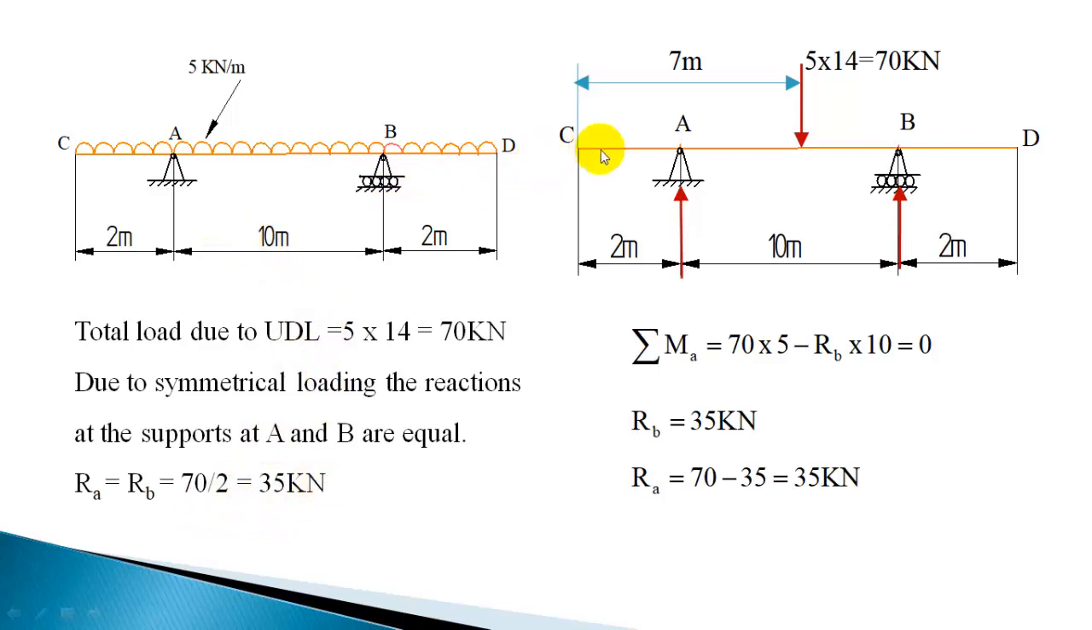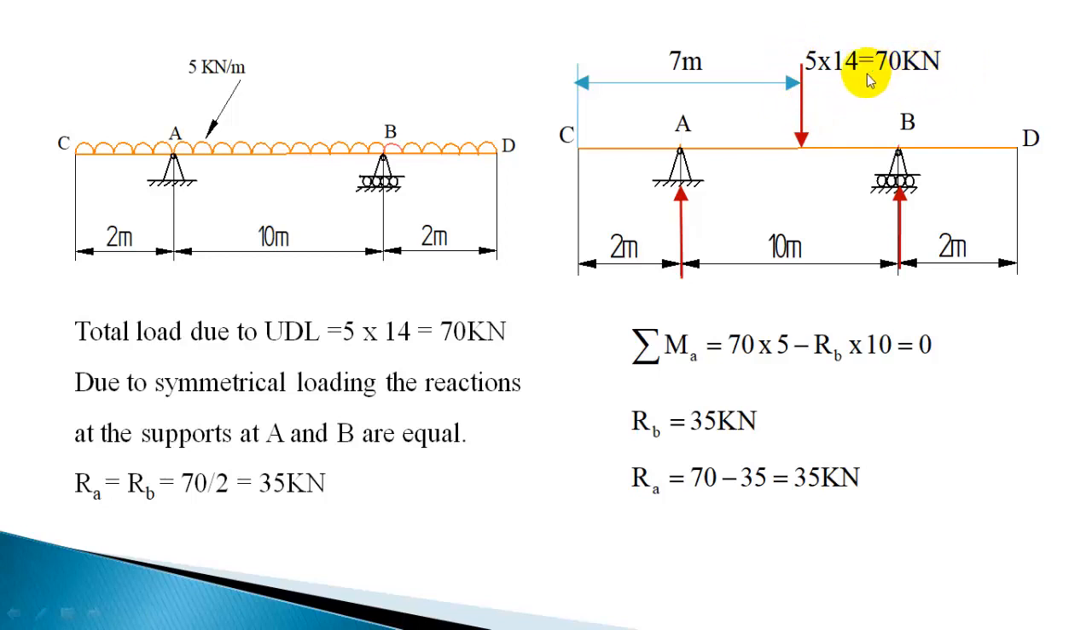Or if you go the usual way, you can replace the UDL. Total UDL is 14 into 5, so that will give 70 kN, acting at the center of this overall distance, because the UDL is acting for the entire length of 14 meter. So 14 divided by 2, that is 7 meter from this end or 7 meter from the right end. So 7 meter away from the point C, that is the left end, you can place this resultant load.